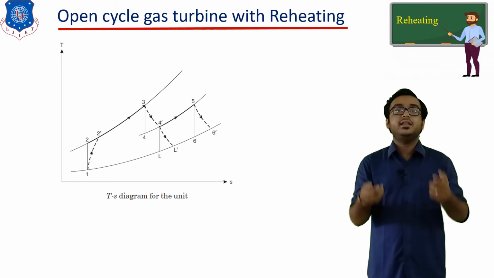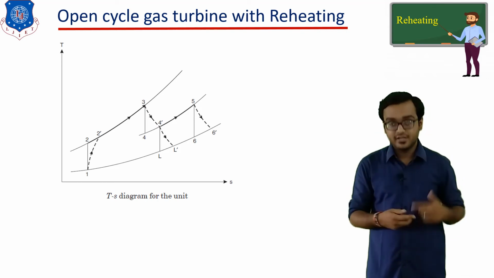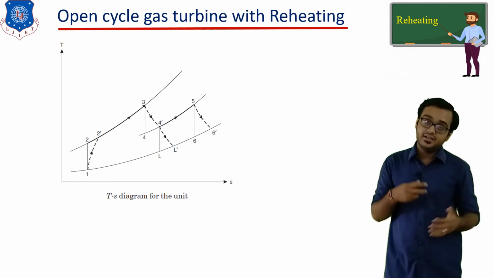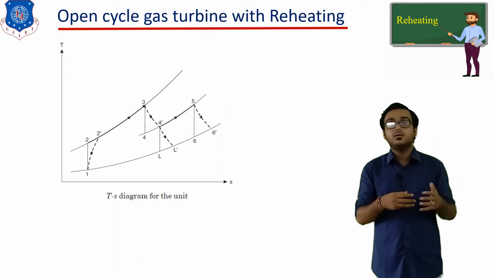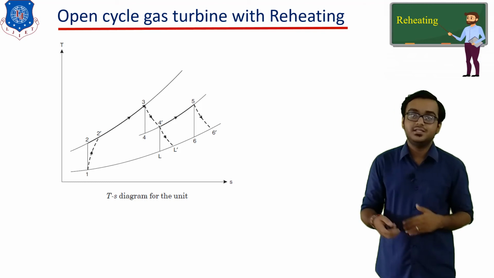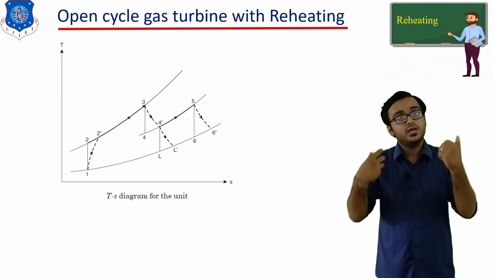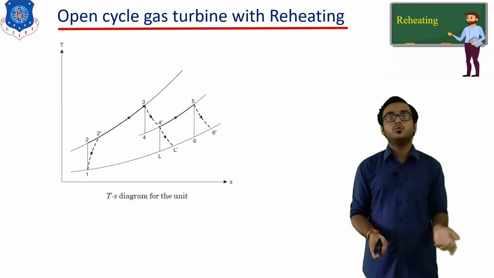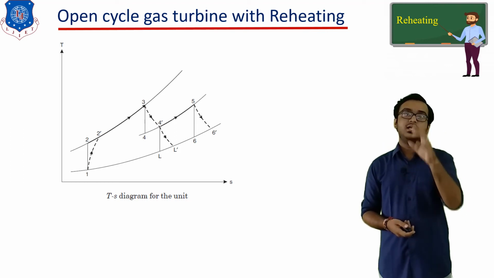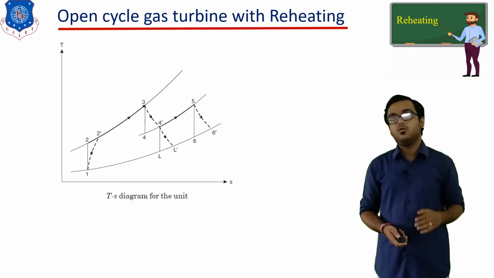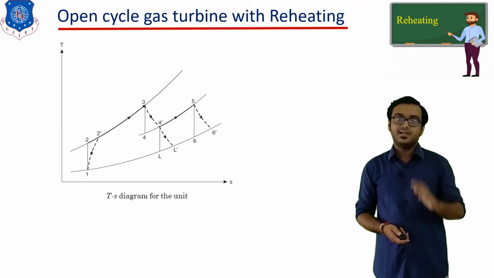This much area is increased because of reheating. And as the area increases, it means the net heat interaction increases. It means the net work obtained from the low pressure turbine is increased. And as the work increases, the efficiency is going to be increased. So it is all about the reheating cycle. Just by visualizing the TS diagram, you are capable of concluding the thing very easily.